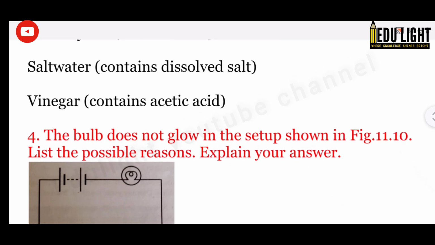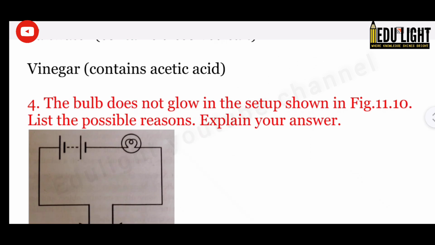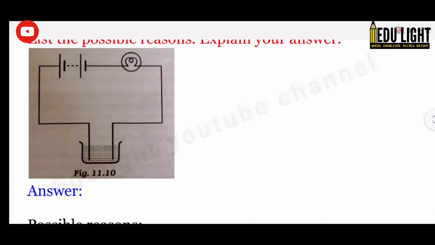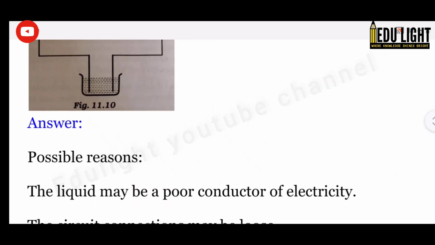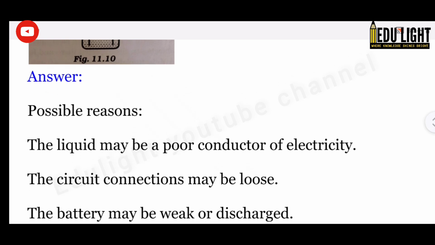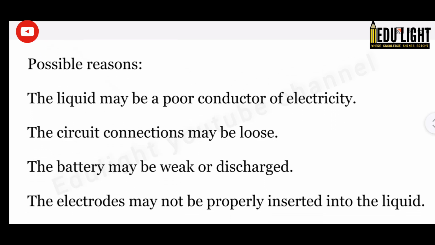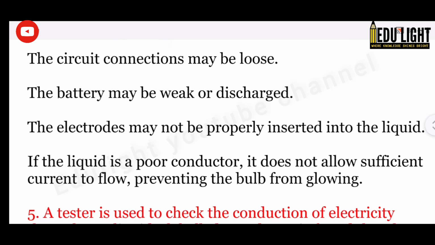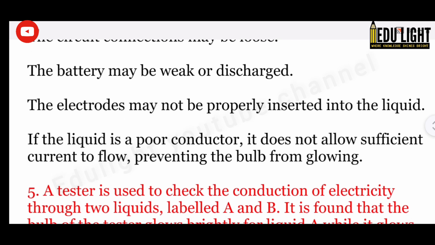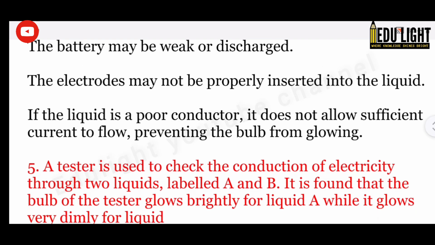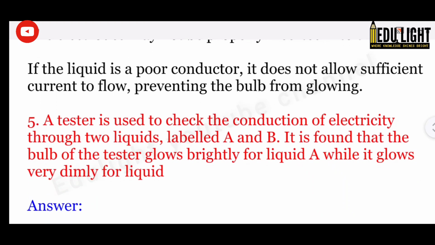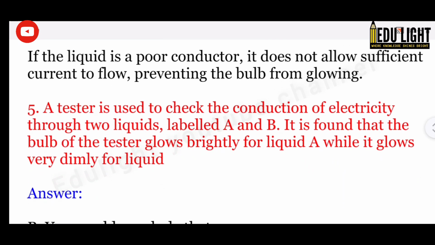The bulb does not glow in the setup shown in the figure. Let's list the possible reasons for this. First, the liquid may be a poor conductor of electricity. Second, the circuit connections might be loose. Third, the battery could be weak or even discharged. Fourth, the electrodes might not be properly inserted into the liquid. If the liquid is a poor conductor, it does not allow sufficient current to flow, and that prevents the bulb from glowing.